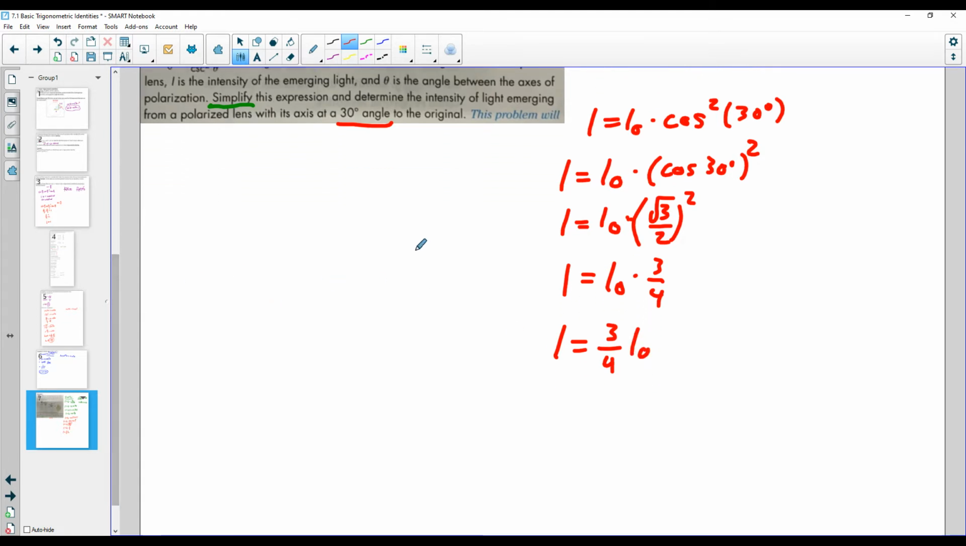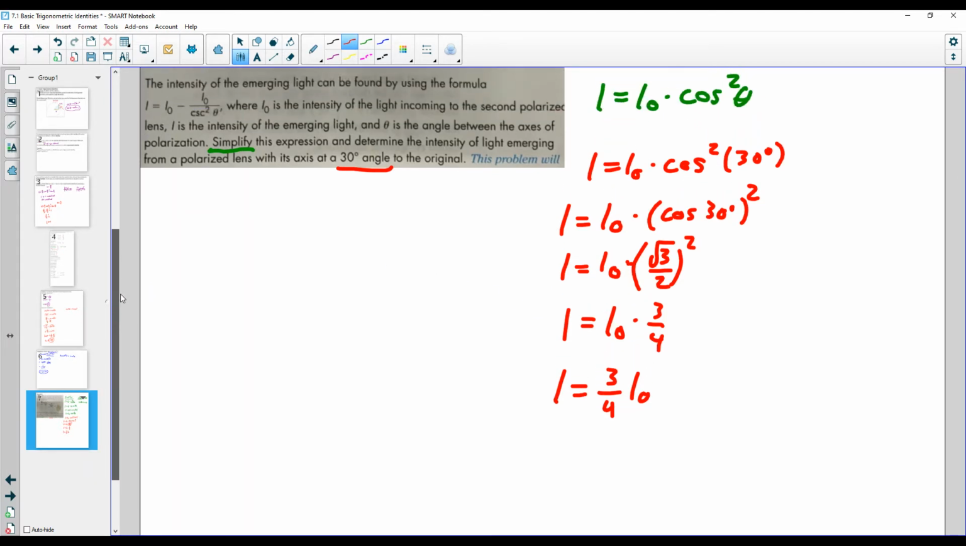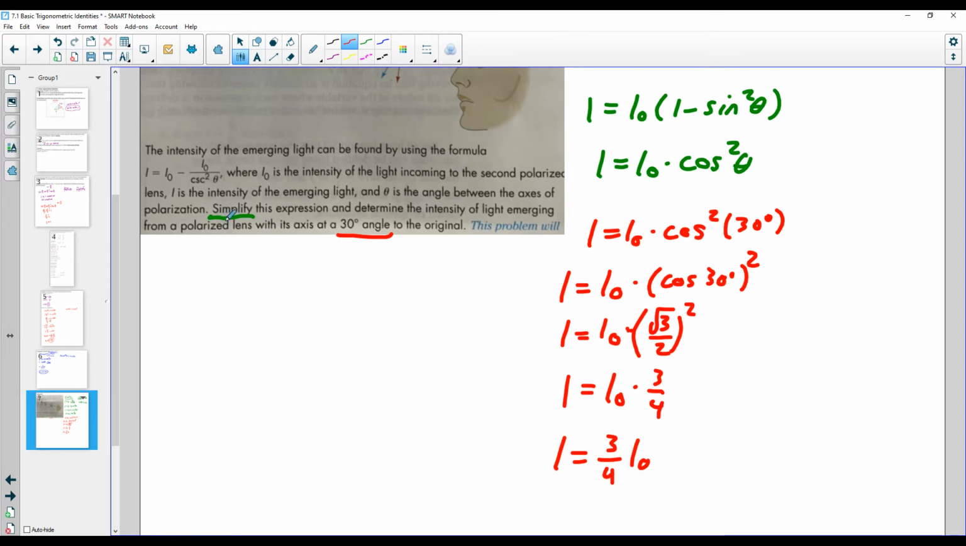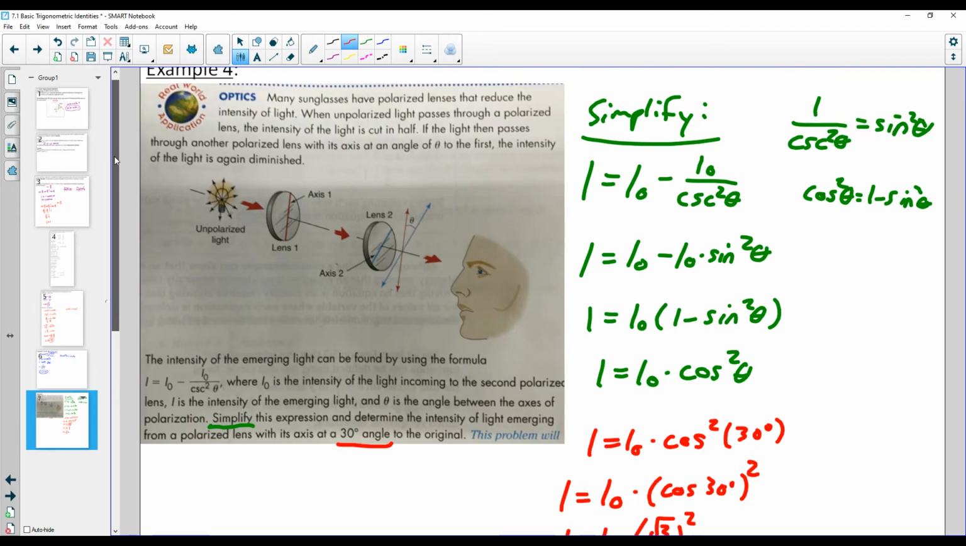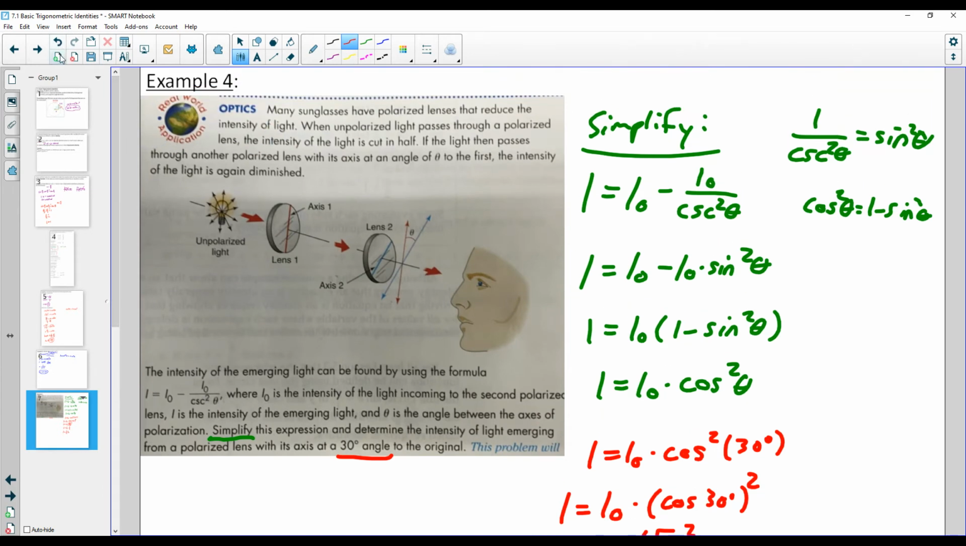And that is solved. We don't get anything for I naught. What this is telling us is that the light has 3/4 of the intensity it had before passing through the second polarizing lens. If we were to read this in terms of I and I naught, I naught is the intensity, right? So it has 3/4 of the intensity, is what it's saying. And that should wrap up 7.1.